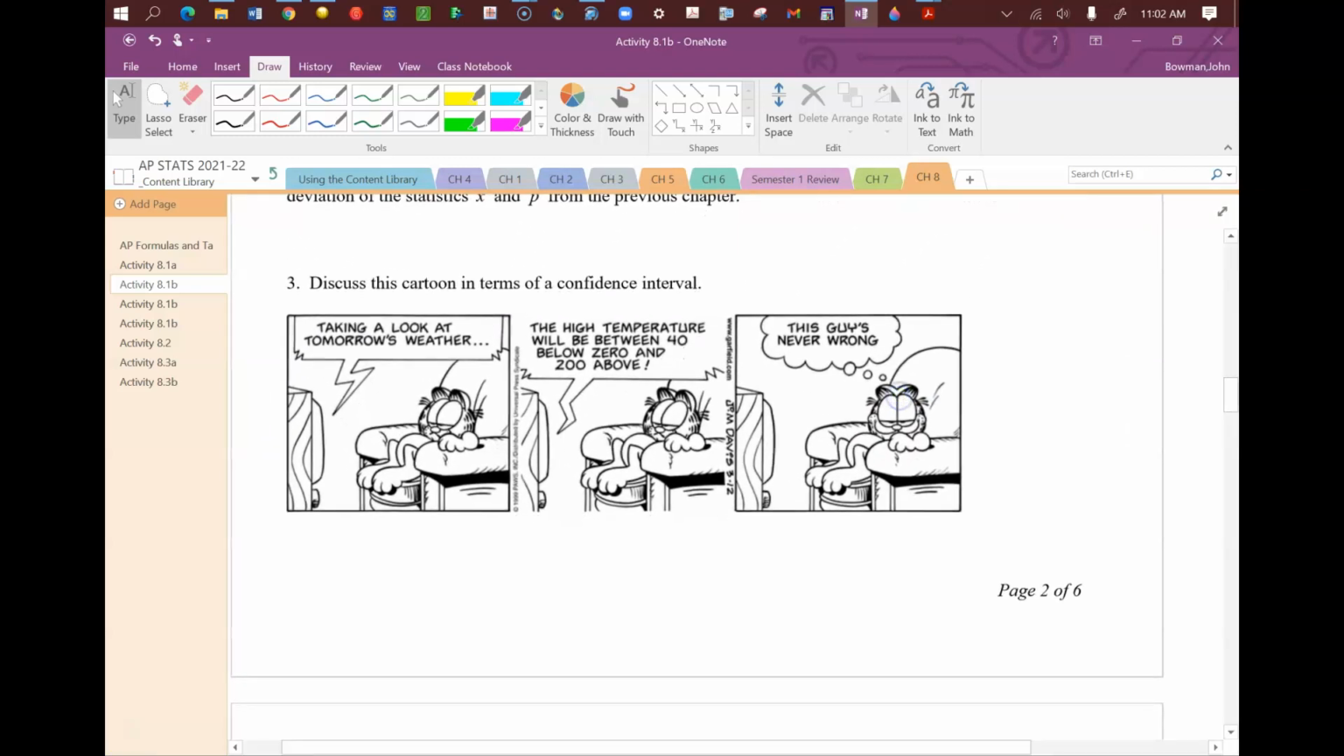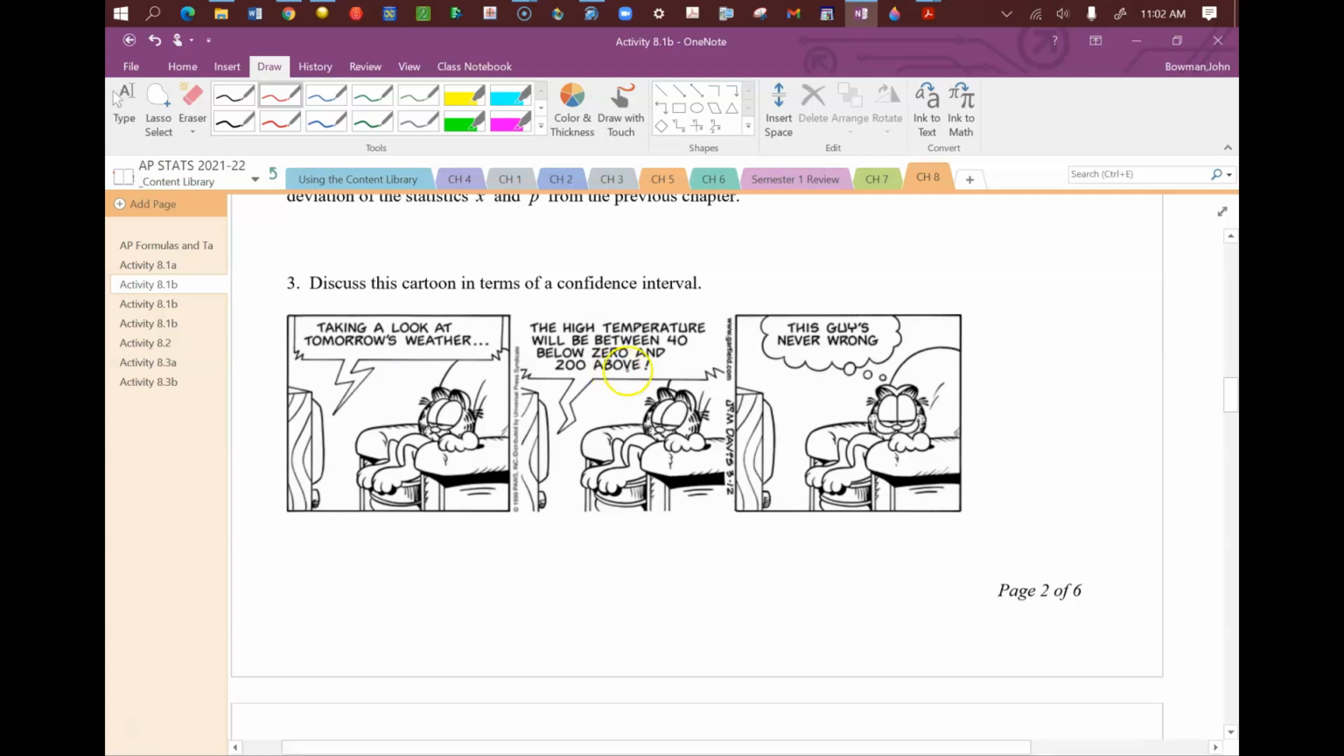Here's a cartoon related to a confidence interval. Let's take a look at this and see what this says. Taking a look at tomorrow's weather, the high temperature will be between 40 below zero and 200 above. And there's Heathcliff saying this guy's never wrong. So what is wrong with this confidence interval?